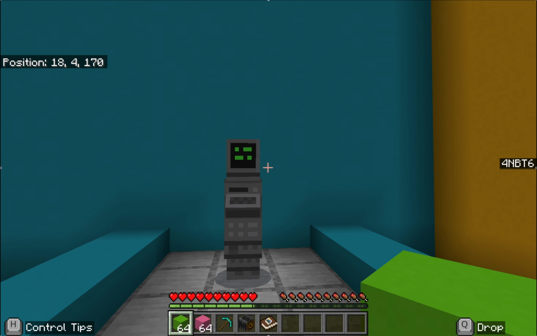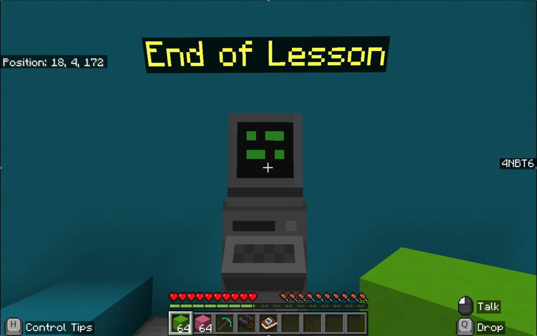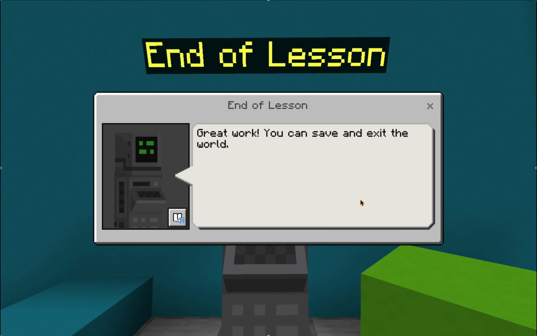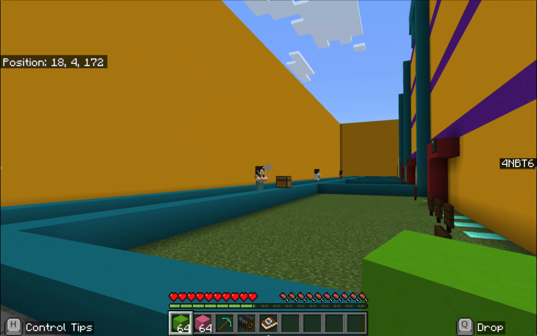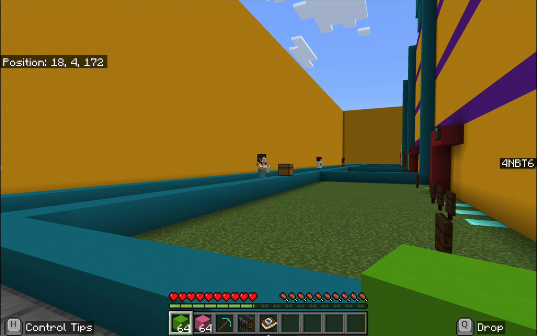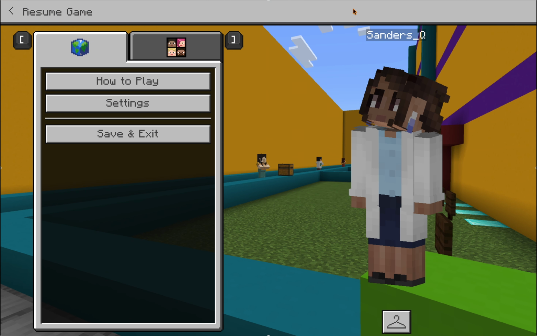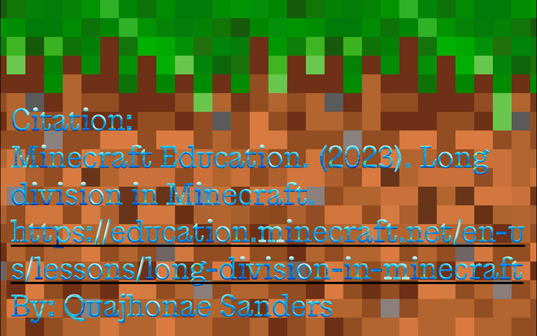Overall, I think this lesson shows how game-based learning can make a complex concept like long division more engaging, interactive, and meaningful for students. When used intentionally, it has the potential to shift students from memorizing steps to actually understanding the math behind what they're doing, which is something I'm always trying to improve in my own teaching practice.